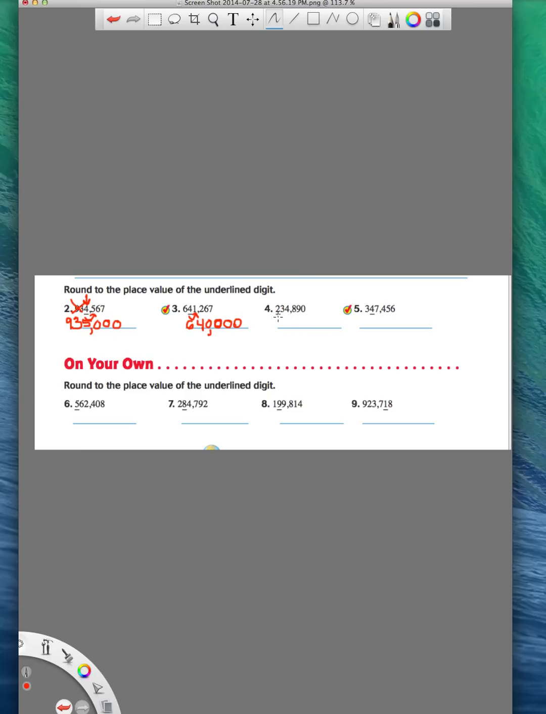All right, we're going to try another one here. 234,890. I look next door to my 2, I have a 3. A 3 is less than a 5, so my number is going to stay the same. So 2 stays the same. Everything after it becomes a 0. So after my 2, I have 1, 2, 3, 4, 5. So I'm going to have 5 zeros. Put my comma in there, and that makes 200,000. Okay, I think that's enough of those kind.